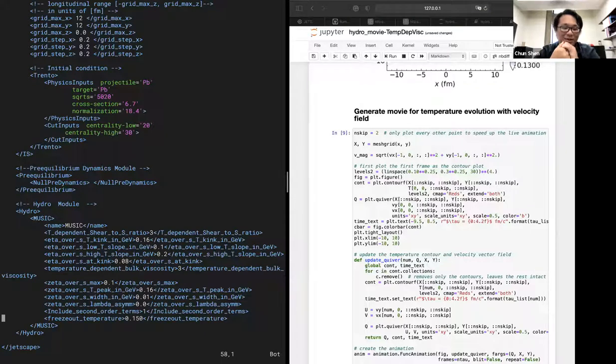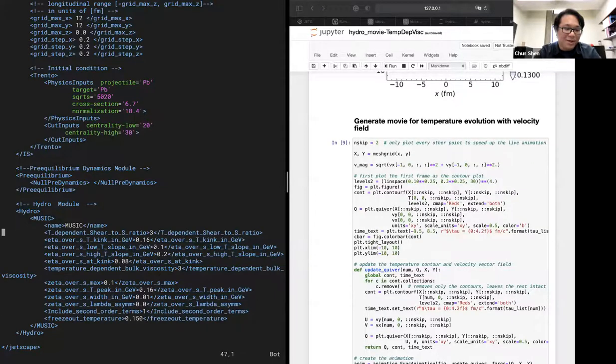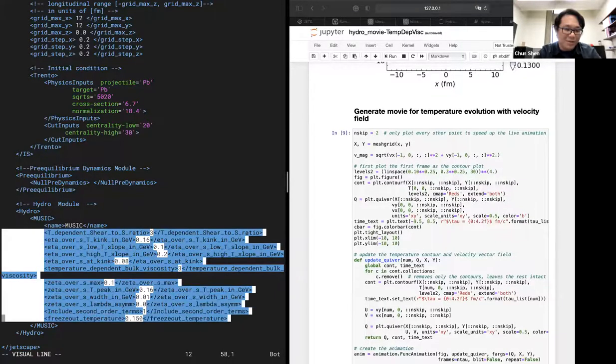So we still use a default input file to basically provide all the default parameters. And then we only now hook these physical parameters with JETSCAPE so that you can easily change them in the XML file. That was the JETSCAPE framework.